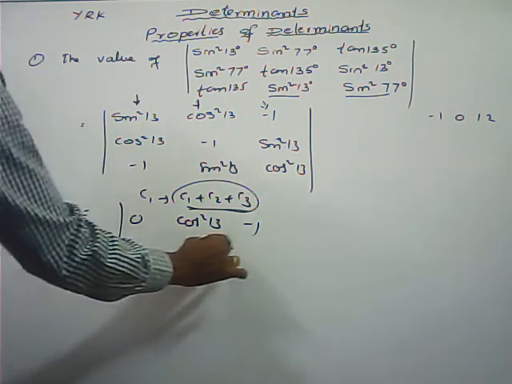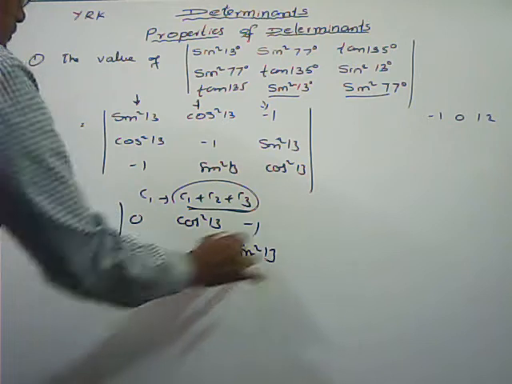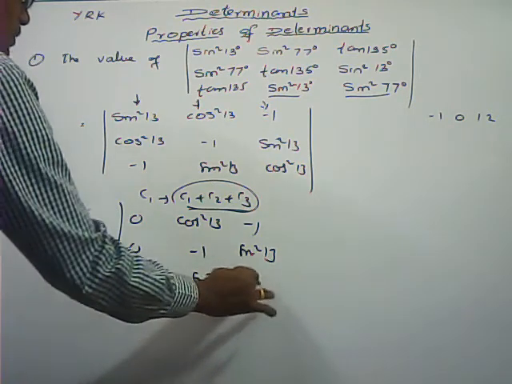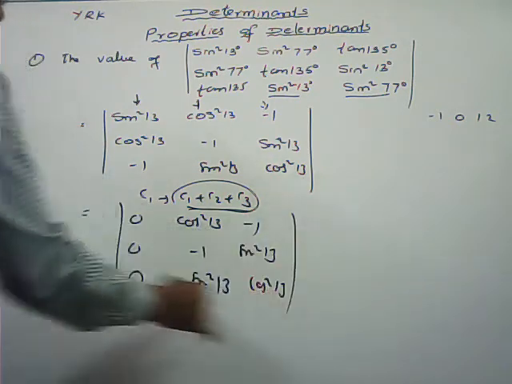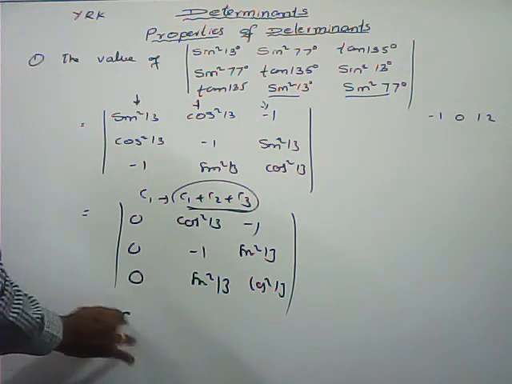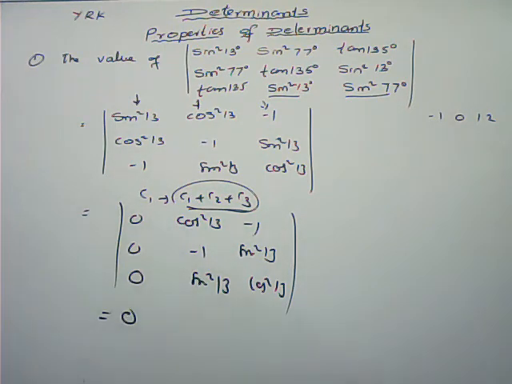Here minus 1, sin square theta, sin square theta, cos square theta. And if every element in a particular row or column of the determinant is 0, then the value of its determinant is equal to 0. You can write simply.